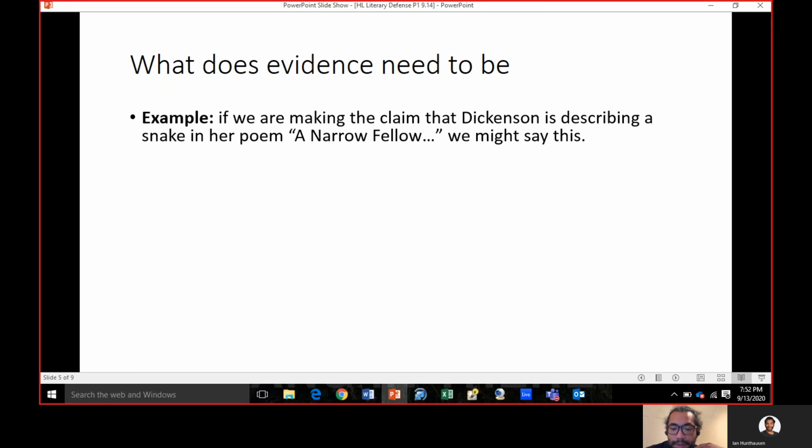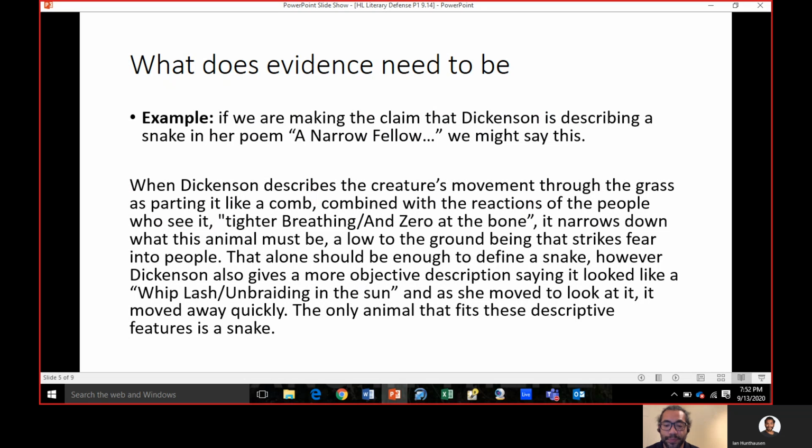So here's an example, all right? And I'm not going to spend a lot of time letting you read this paragraph, but if you were making the claim that Dickinson is describing a snake in her poem, you might say something like this. When Dickinson describes the creature's movement through the grass as parting it like a comb, combined with the reactions of the people who see it, tighter breathing and zero at the bone, it narrows down what the animal must be, a low-to-the-ground being that strikes fear into people. That alone should be enough to define a snake.